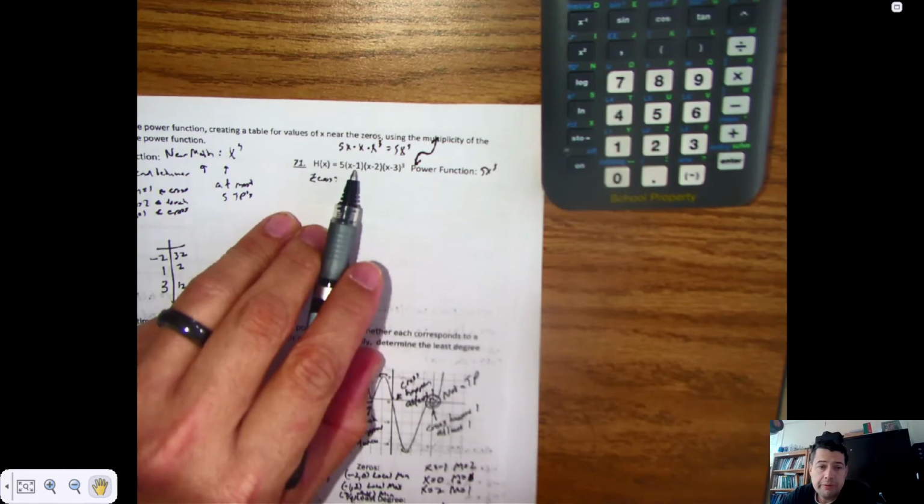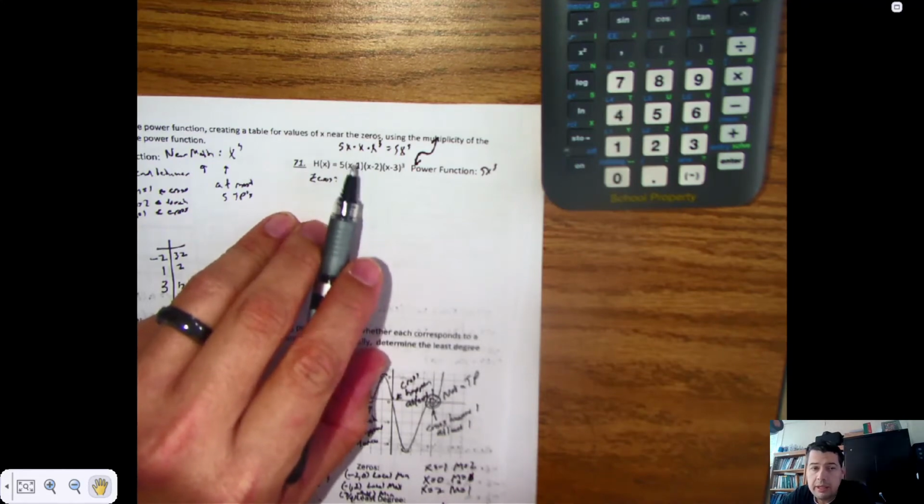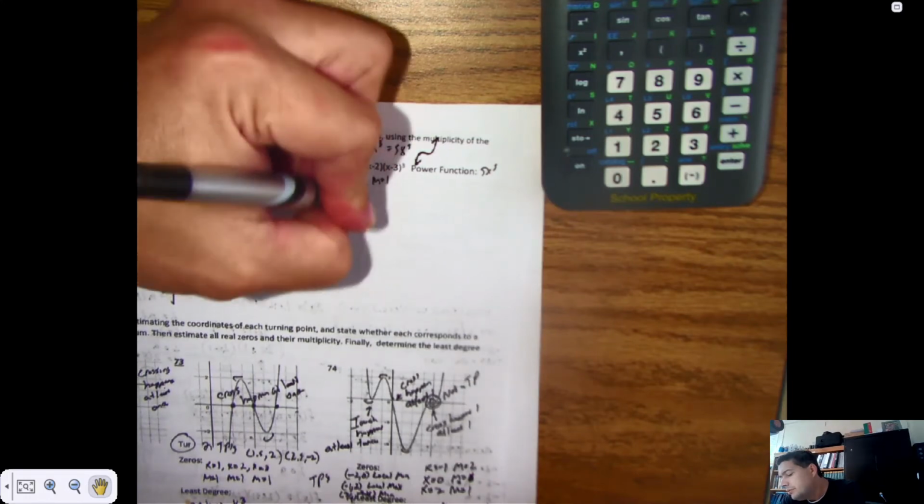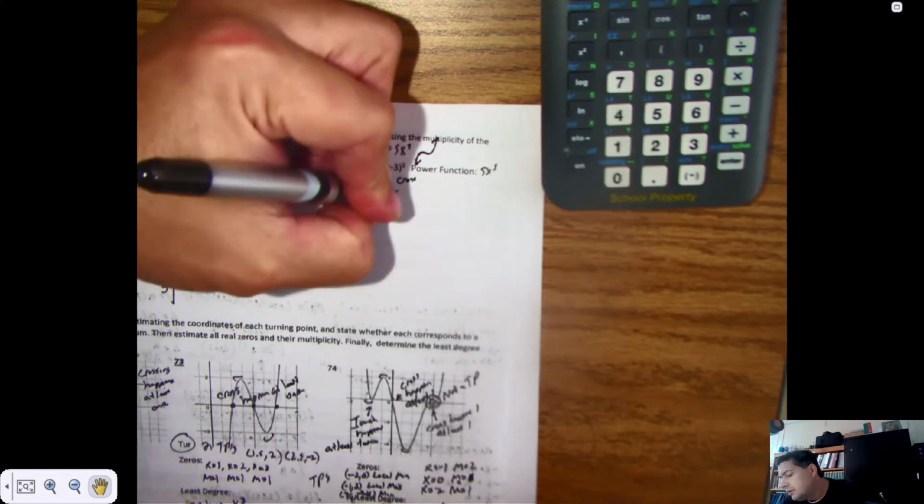If I use the cover-up property or the zero product property or the middle finger property, whatever you want to call it, I have a 0 at 1. It has a multiplicity of 1, which means it's going to cross the x-axis. I have a 0 at 2, also has a multiplicity of 1, which means it crosses. It's a cross, it's a cross. And I have a 0 at 3, which is an odd power, multiplicity 3, which is also a cross. Every one of these zeros is a crossing.